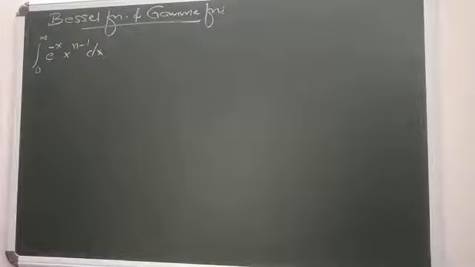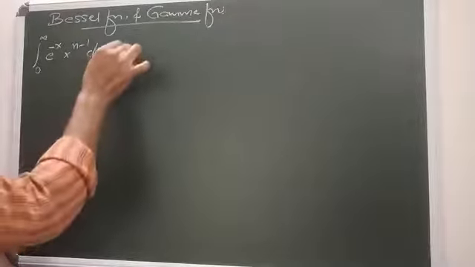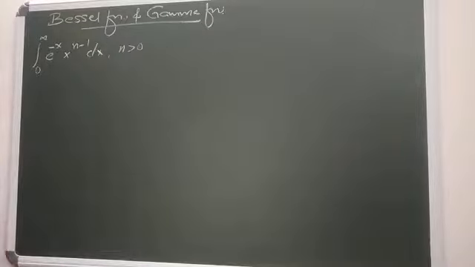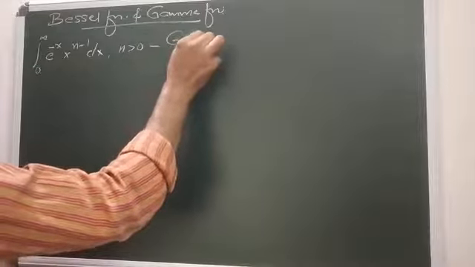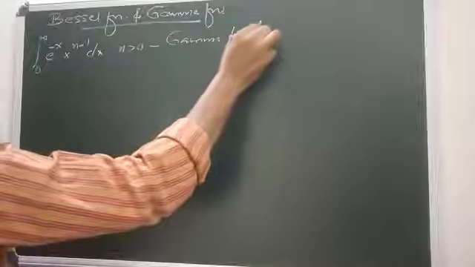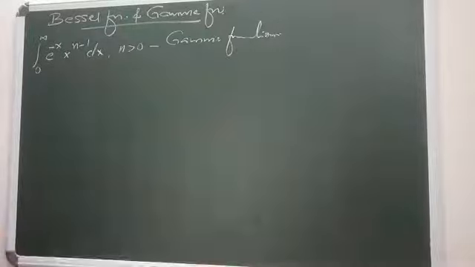This definite integral for n greater than 0 is called a gamma function, or it is called the Eulerian integral of second kind. The definite integral, integral 0 to infinity e power minus x, x to the power n minus 1 dx, where n is positive, is called a gamma function. This is also called the Eulerian integral of second kind.